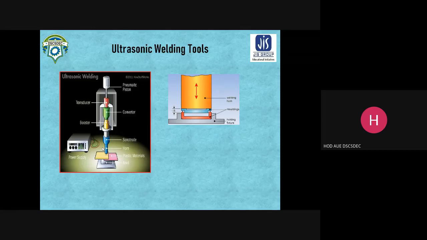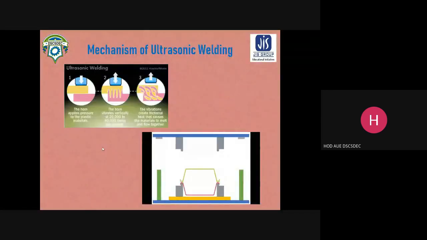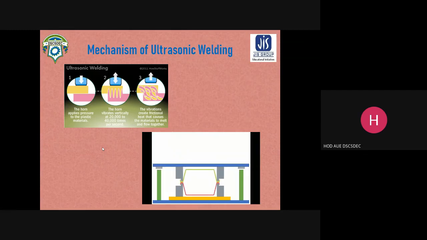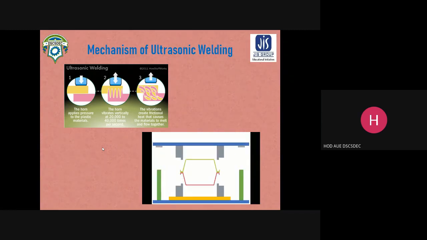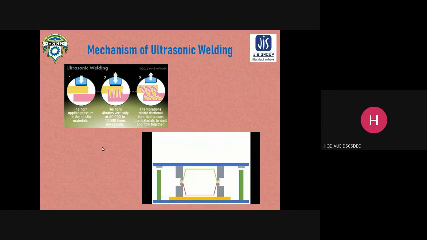Now the time required to create one single weld is very small. It is less than 1 second. We can create a joint within 1 second. Here you can see the horn applies pressure to the plastic materials. The horn vibrates vertically at 20,000 to 40,000 times per second. That is the frequency, 20 kilohertz to 40 kilohertz. The vibrations create frictional heat that causes the materials to melt and flow together.